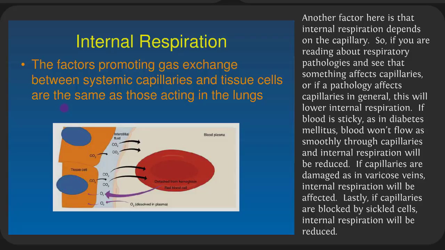If blood is sticky, as in diabetes mellitus, where there's more sugar in the blood because of lack of control by insulin, blood won't flow as smoothly through capillaries and internal respiration is going to be reduced. So a common thing in diabetes mellitus is decreased circulation. Also, if capillaries are damaged, as in varicose veins, internal respiration will be affected. Lastly, another common one to think about is when cells sickle, as in sickle cell anemia, those sickled cells can get blocked in capillaries, get stuck in capillaries. That's also going to decrease internal respiration.